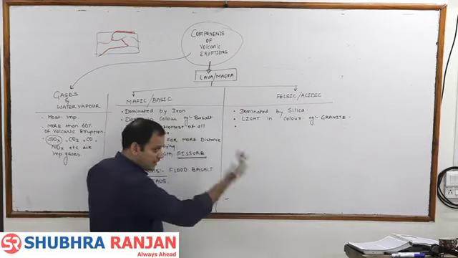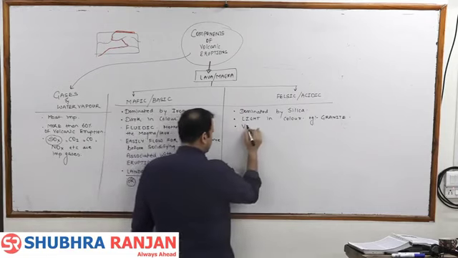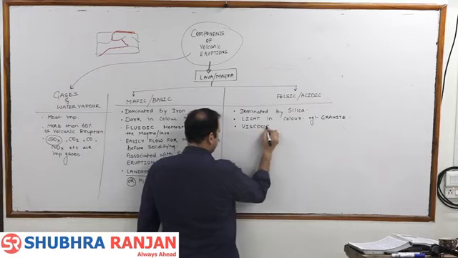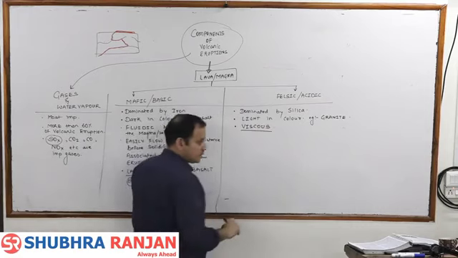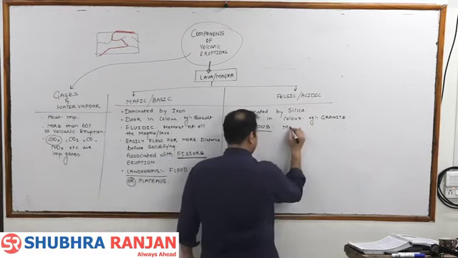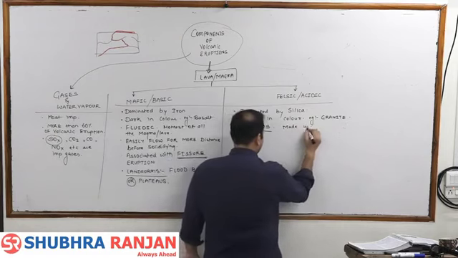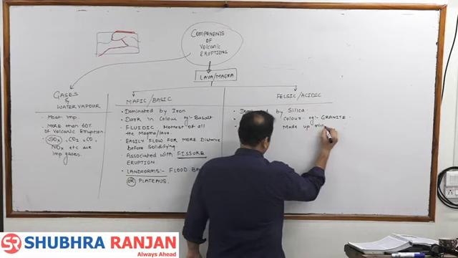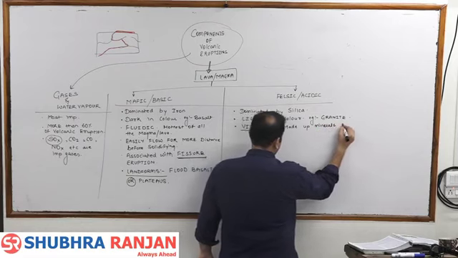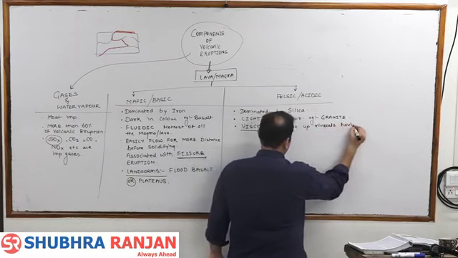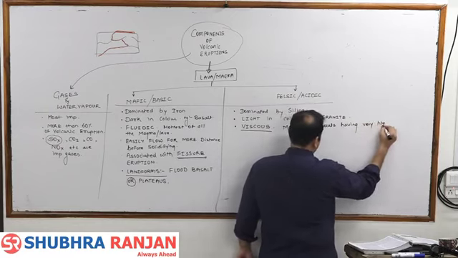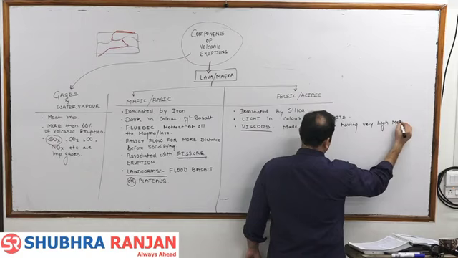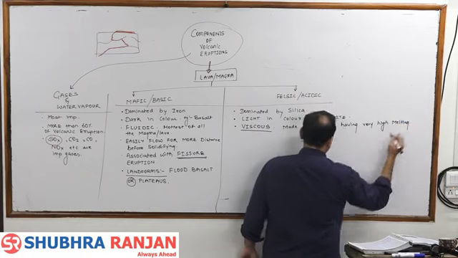Here it is exactly opposite. It is viscous. And why is it viscous? Because it is made up of minerals having very high melting point, इसलिए वो मेल्ट नहीं होते.